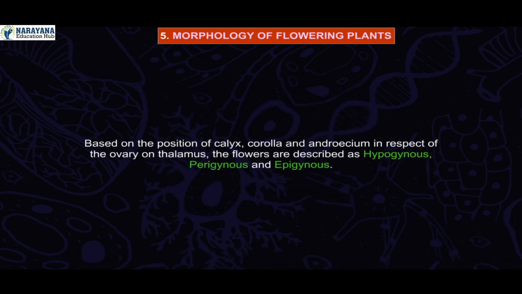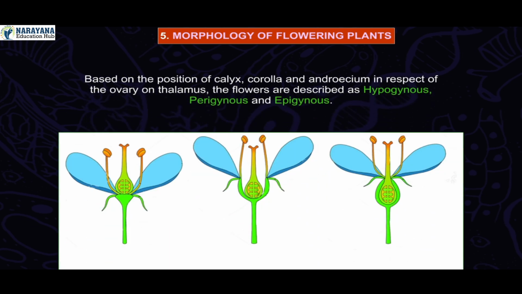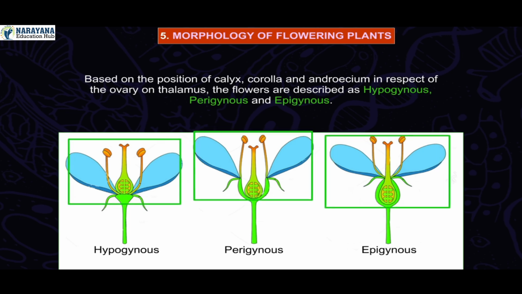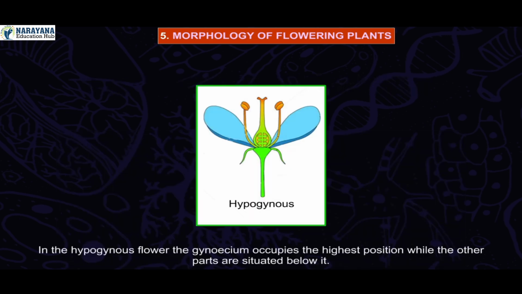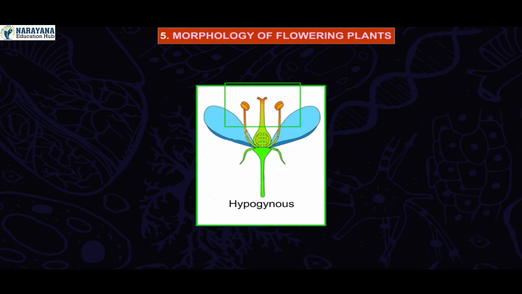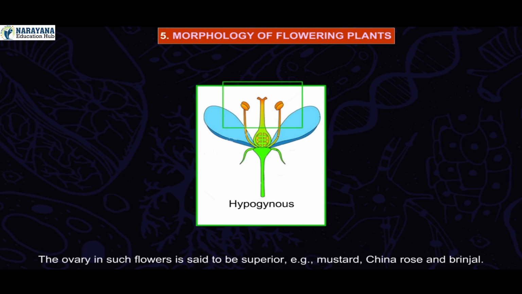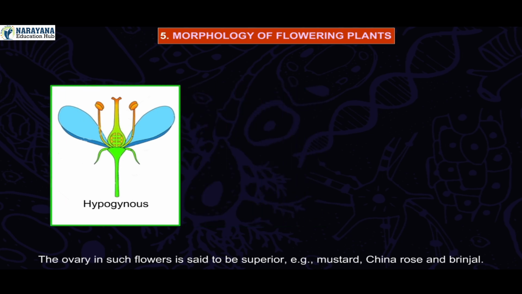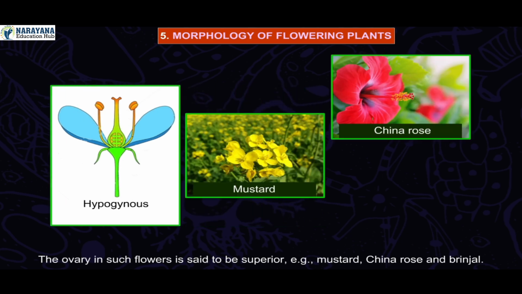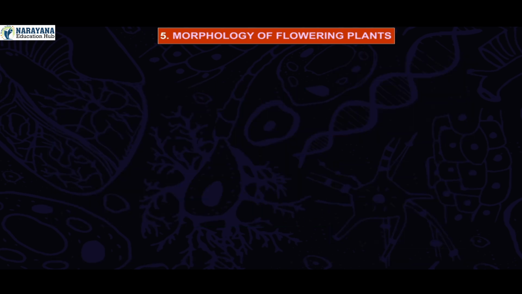Based on the position of calyx, corolla, and androecium in respect of the ovary on the thalamus, the flowers are described as hypogynous, perigynous, and epigynous. In the hypogynous flower, the gynoecium occupies the highest position, while the other parts are situated below it. The ovary in such flowers is said to be superior. For example, mustard, China rose, and brinjal.